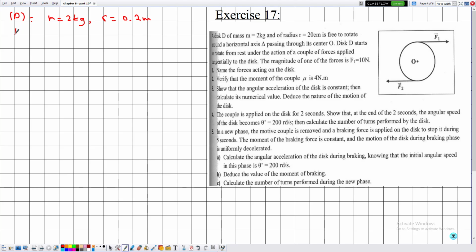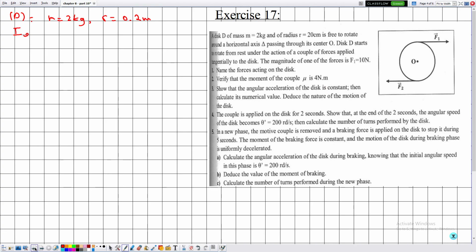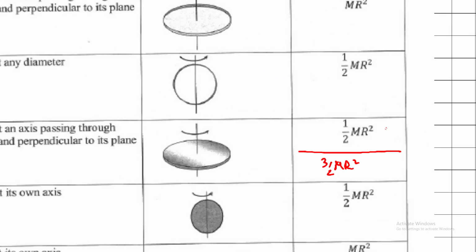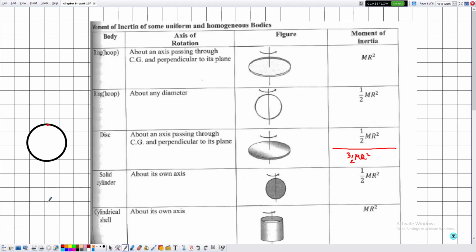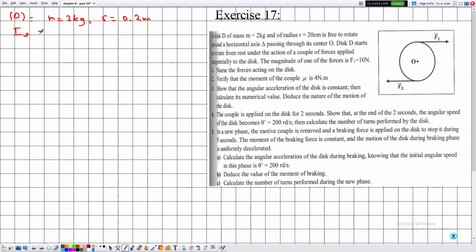So here, because the axis of rotation is passing through the center O, the moment of inertia is not given. Let's refer back to the table. Recall that if the axis of rotation is passing through the center O, then in this case the moment of inertia is simply given by this one. Recall that the other one is if the axis is passing through the peripheral of the disk. So it's given by half mr square. In this case r represents the smaller radius. Disk D starts to rotate from rest, so the initial speed of this disk is omega 0, which is equal to 0.